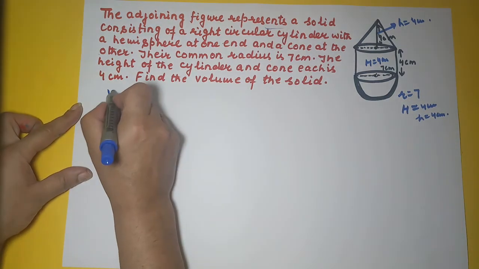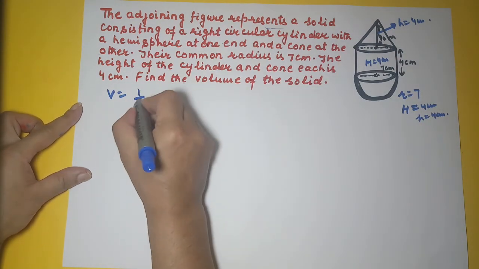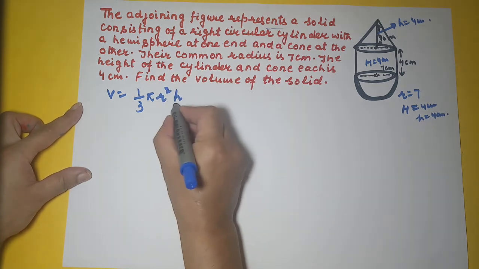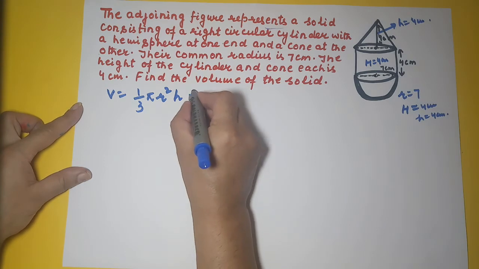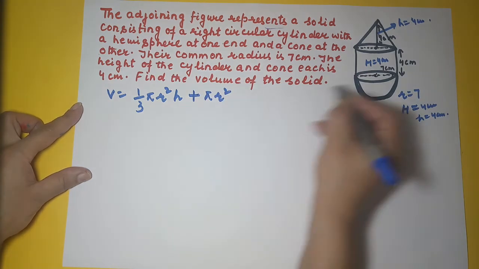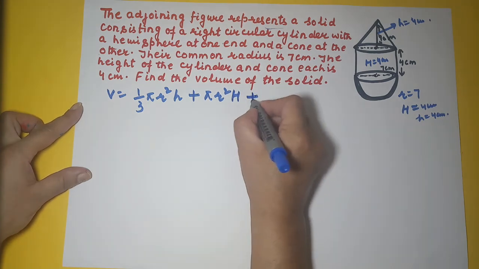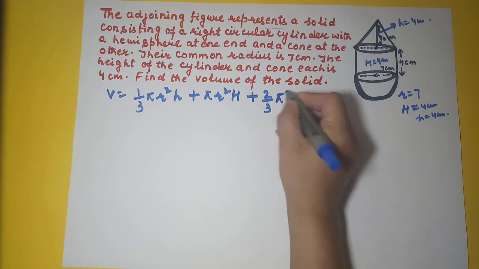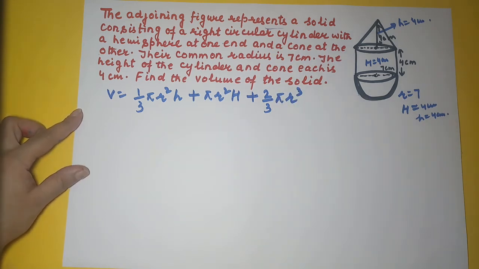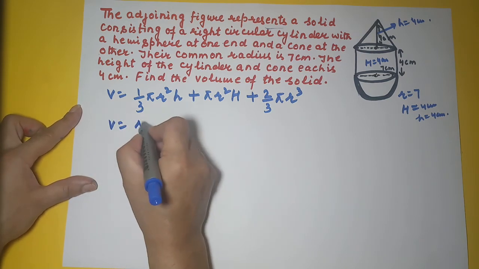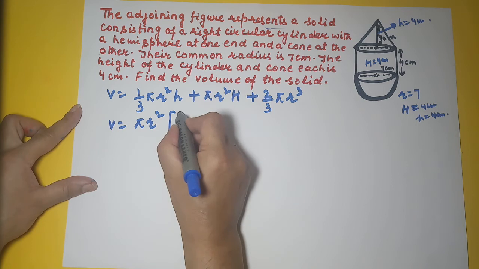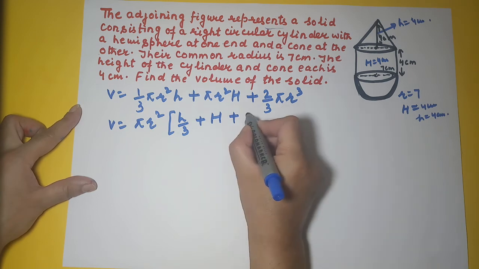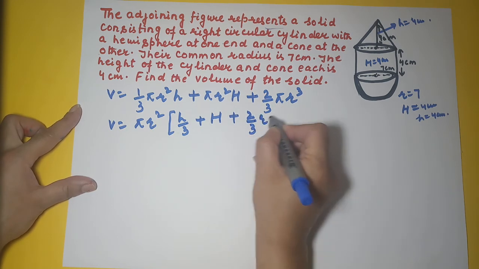Now simple, we know how to calculate volume of cone, which is 1 by 3 pi r square h, where r is common, and we have said that let small h be the height of the cone, plus pi r square capital H, where H is the height of the cylinder, plus hemisphere is 2 by 3 pi r cube, right? So what do we take common here? Pi r square. So we have h by 3 inside, plus capital H, plus 2 by 3 r, right?